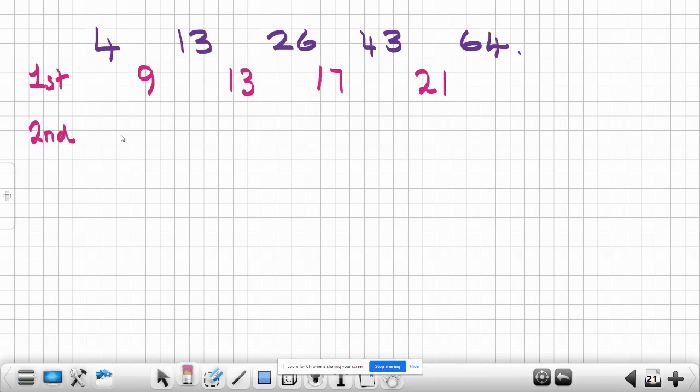So that's the first difference. Let's look at the second difference. 9 to 13 is 4. 13 to 17 is 4. 17 to 21 is 4. Good. So we've got a second difference that's constant, so we know it's a quadratic. And then we can halve to find the coefficient, which gives us 2n squared. So that's the first bit done. We've found our quadratic.